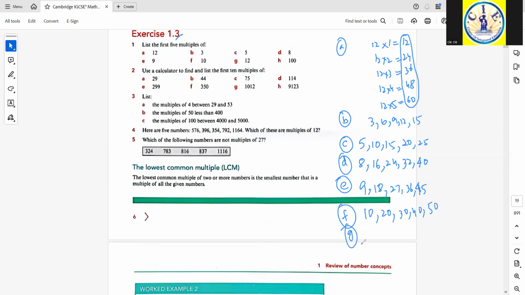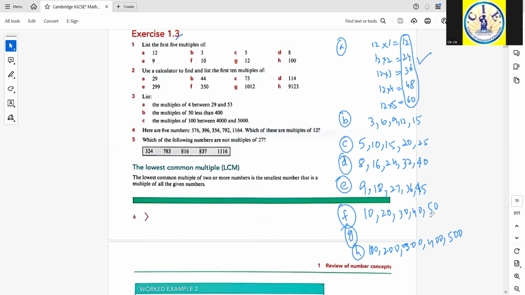For part F, multiples of 10: 10, 10 twos are 20, 30, 40, and 50. Part G, again, multiples of 12. So we are done with that thing in part A. And for part H, the multiples of 100 are 100 ones are 100, 100 twos are 200, then 300, then 400, then 500. So this is how we solve question number 1.